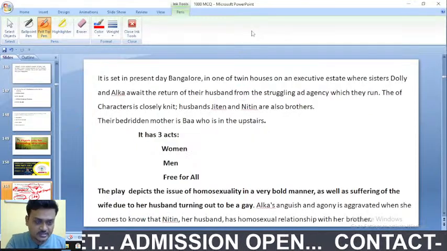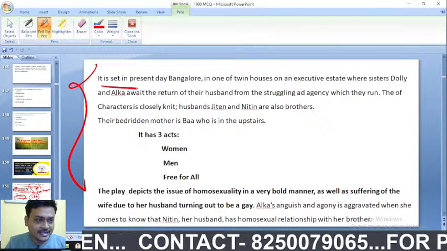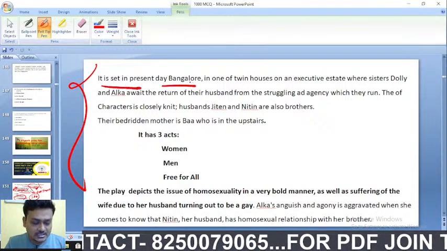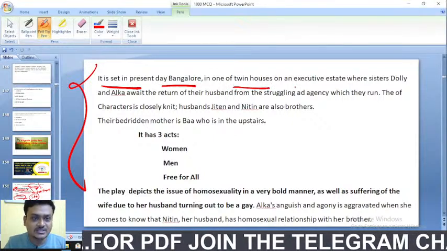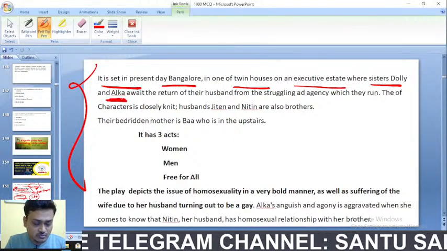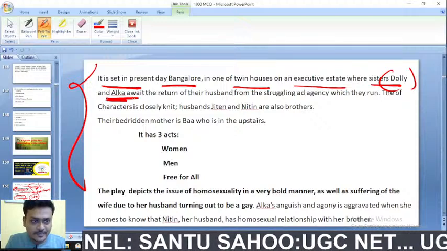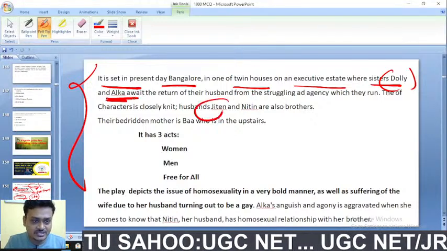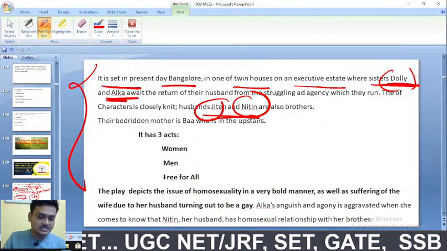And here is the explanation of this answer. The drama Bravely Fought the Queen is set in present day Bangalore, in one of twin houses on an executive estate, where sisters Dolly and Alka, the two sisters, are married to two brothers, Jitin and Nitin. They are two brothers and two sisters who have married each other.